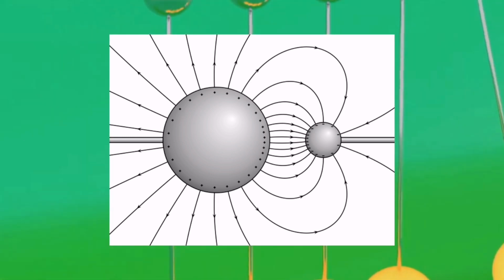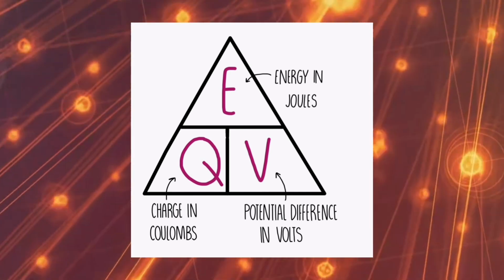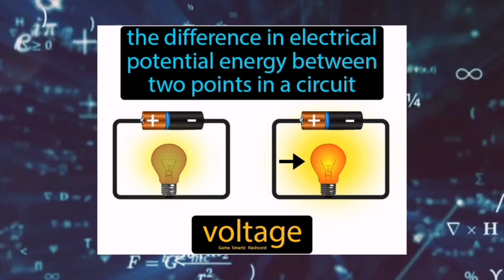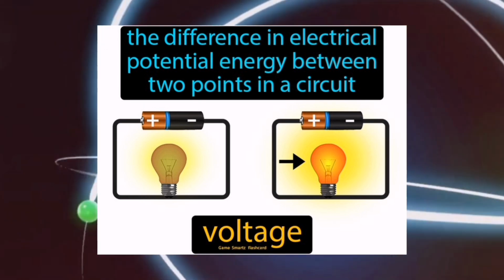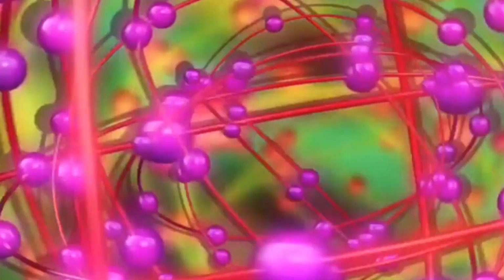Electricity also involves the idea of electric potential and voltage. You can think of electric potential as the stored energy that a charge has at a specific point. Voltage, on the other hand, is the difference in electric potential between 2 points. This difference in potential is what causes charges to move, which is how we get electricity flowing in circuits.